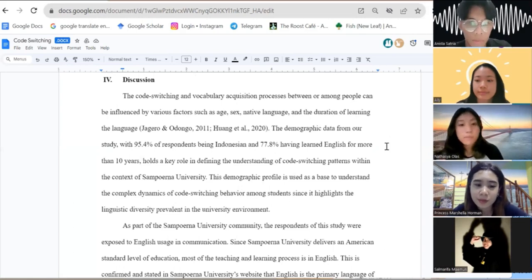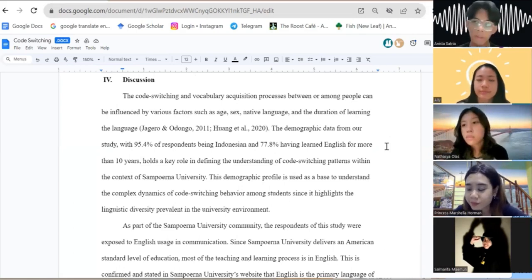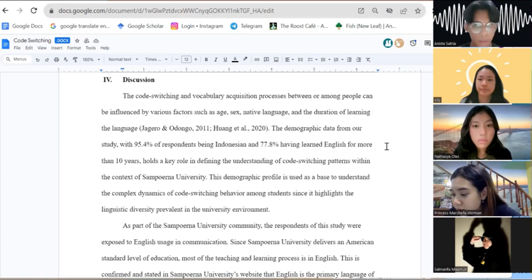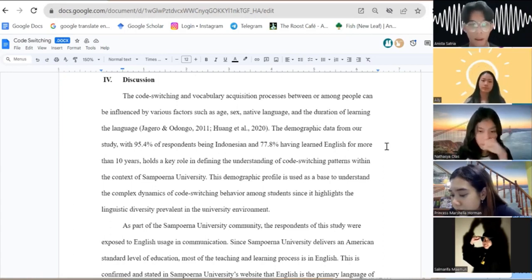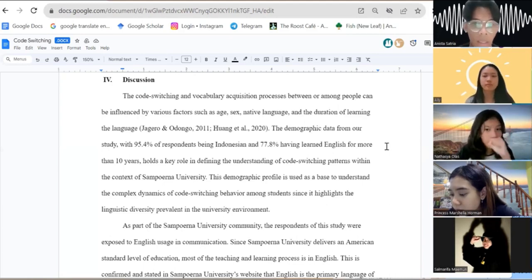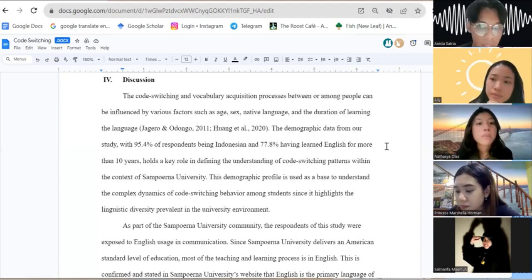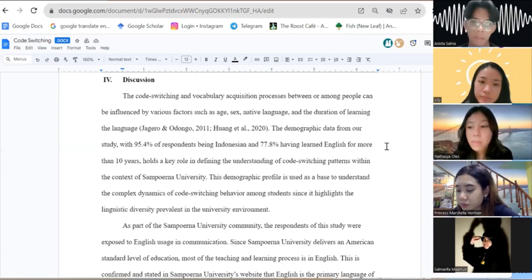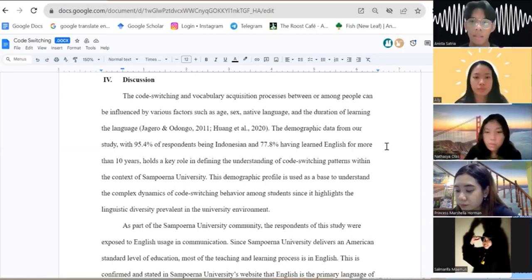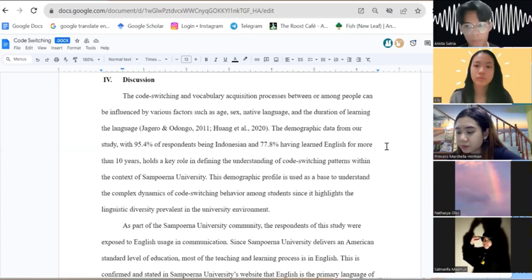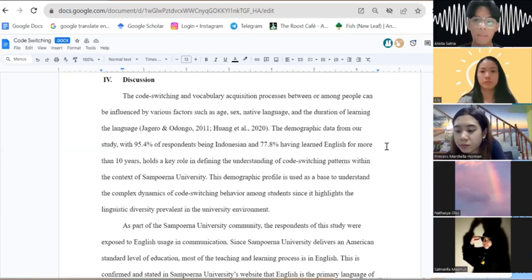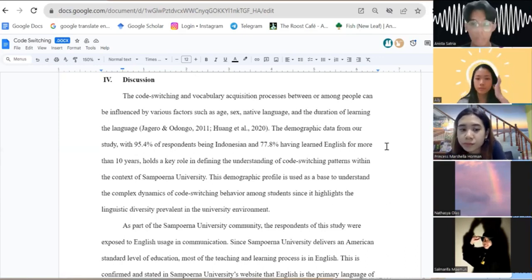Okay, moving on to the discussion. So first, we must acknowledge that factors such as age, gender, native language, and length of English language learning have a significant impact on how people move in code. And in our demographic data, 95.4% exactly of our respondents in the study were Indonesian, and 77.8% of them had spent more than 10 years learning English. According to the result of our research, Sampoerna University students and also lecturers' switching behaviors are greatly impacted by the wide demographic variety.